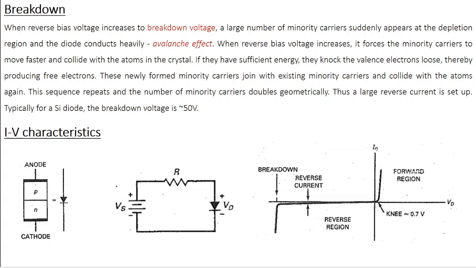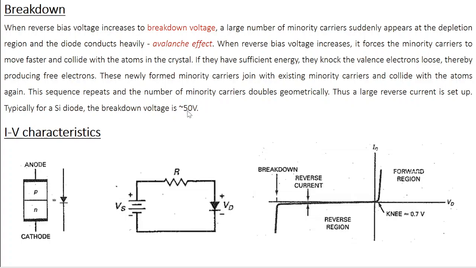in the depletion region. And these minority carriers set up a huge current across the PN junction. So you have a large current flow across the PN junction diode during the breakdown region. And the breakdown voltage is typically high. For a silicon diode, it's around 50 volts.